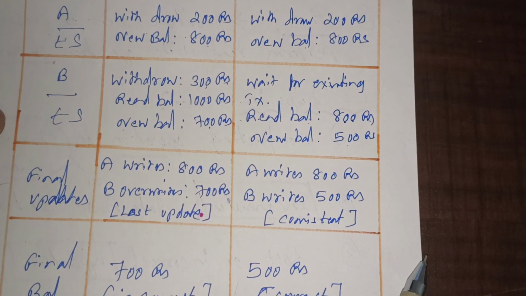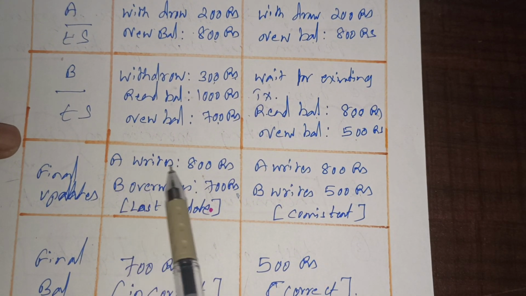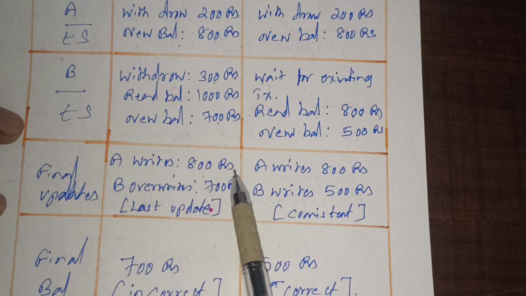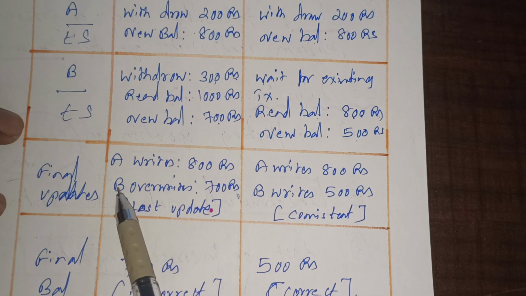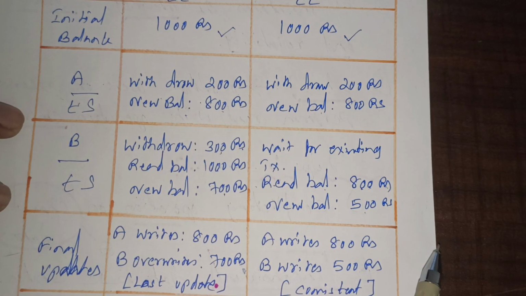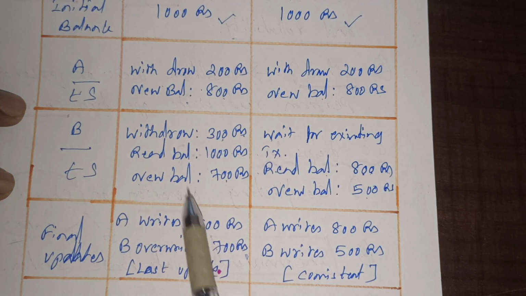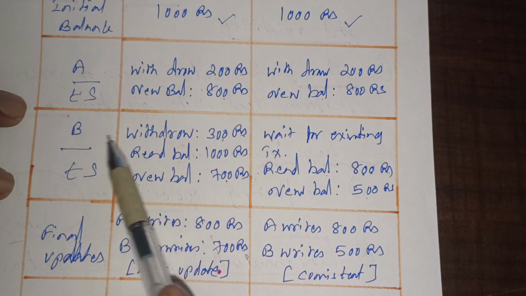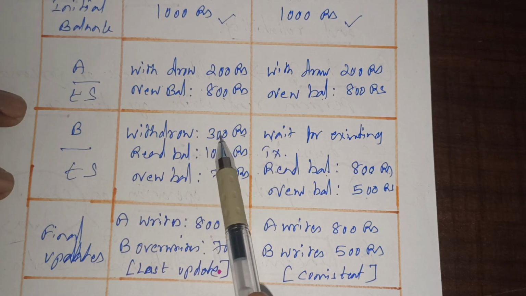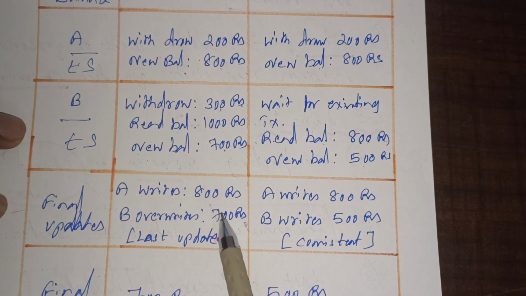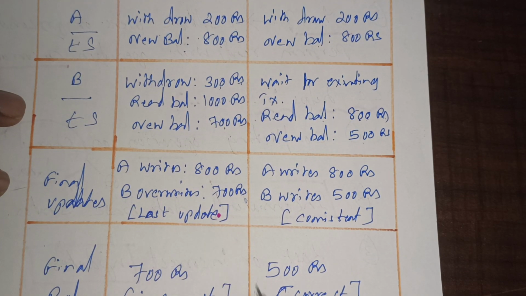Now you can check the final updates here. Now A writes 800 rupees as the balance, and B overwrites that with 700 rupees. I'll explain, because this is without concurrency control. See here, initially A writes the new balance as 800 rupees. After this, B is doing the same thing, and it withdraws 300 rupees, and the new balance is 700 rupees. So there is a conflict between these two, correct? So there is a loss of update here.